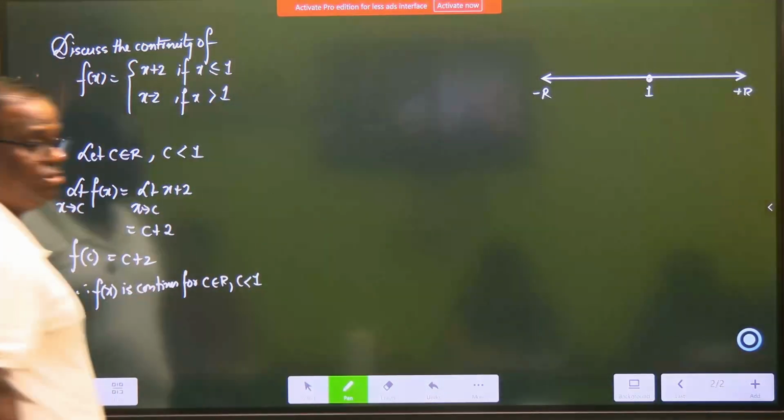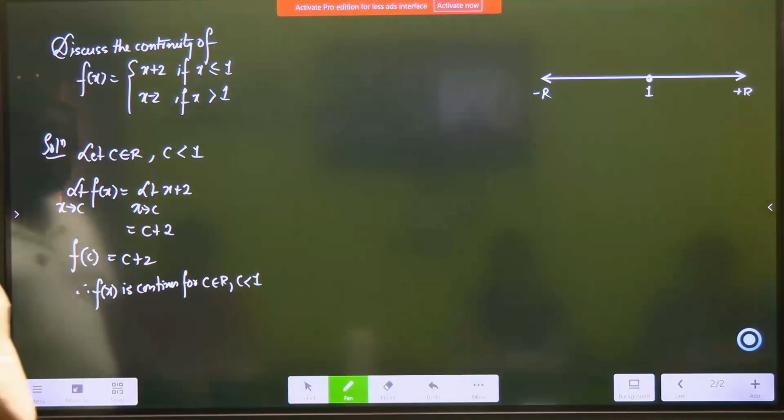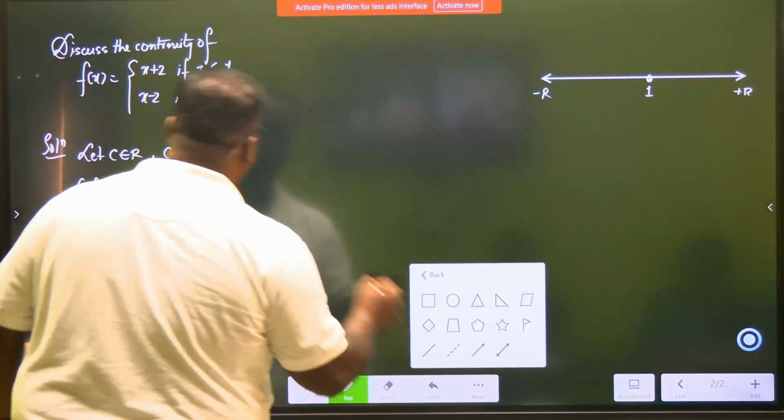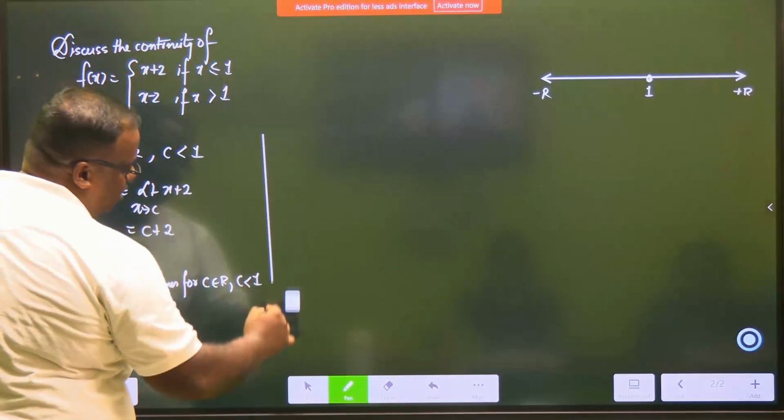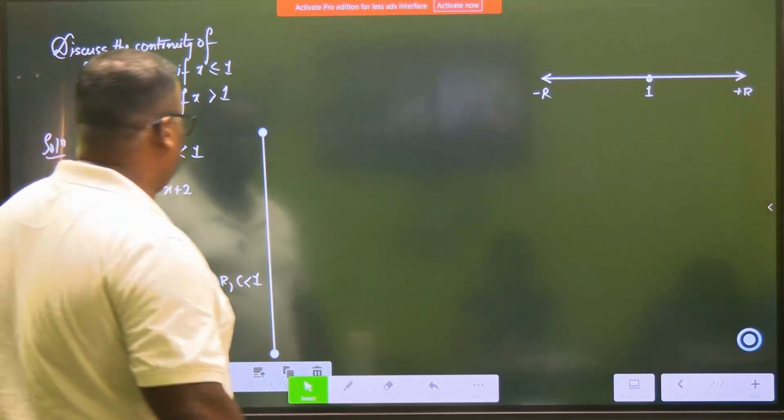Any problem understanding this? Any issues? No issues. All right. So one part is over. Let's see what is happening beyond 1.